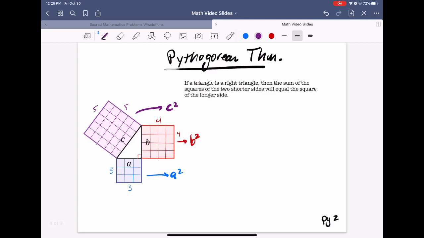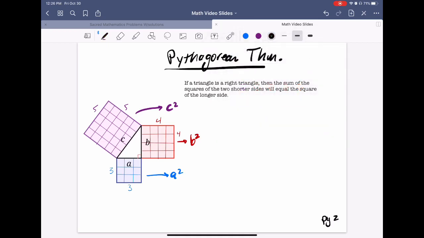Now the Pythagorean theorem states if a triangle is a right triangle, then the sum of the squares of the two shorter sides will equal the square of the longer side. The sum of the squares of the two legs will equal the square of the hypotenuse. And this is a common visual representation of what the Pythagorean theorem is stating.